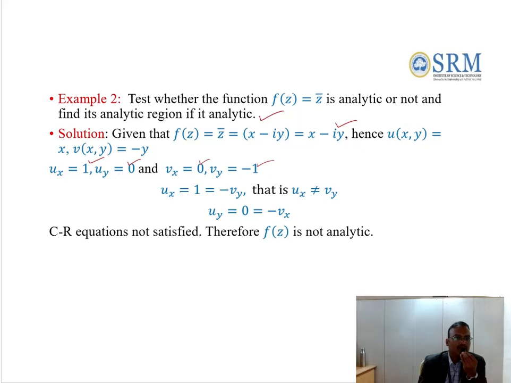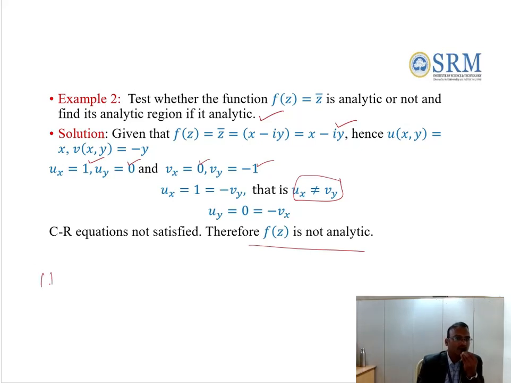ux equal to 1, but this is equal to minus vy. Therefore, ux is not equal to vy. So the first CR equation is not satisfied, whereas the second equation is satisfied. So if at least one of the CR equations is not satisfied, then the function is not analytic. The CR equations are not satisfied, so therefore the function is not analytic.